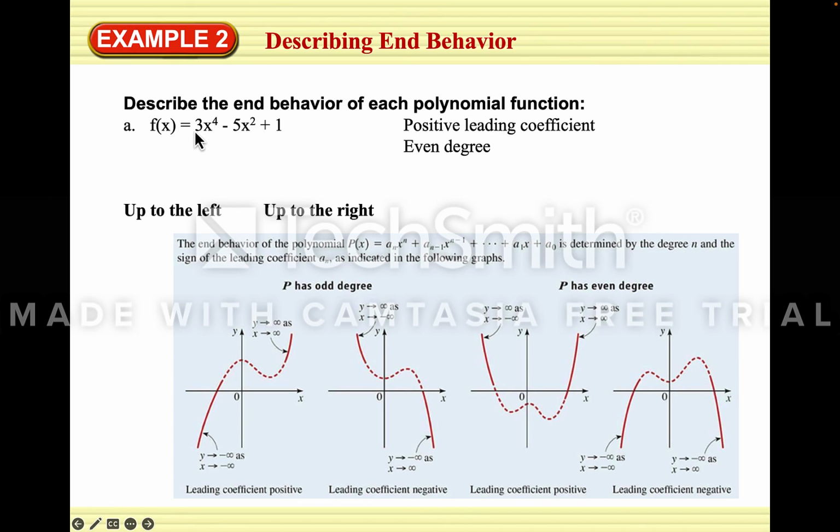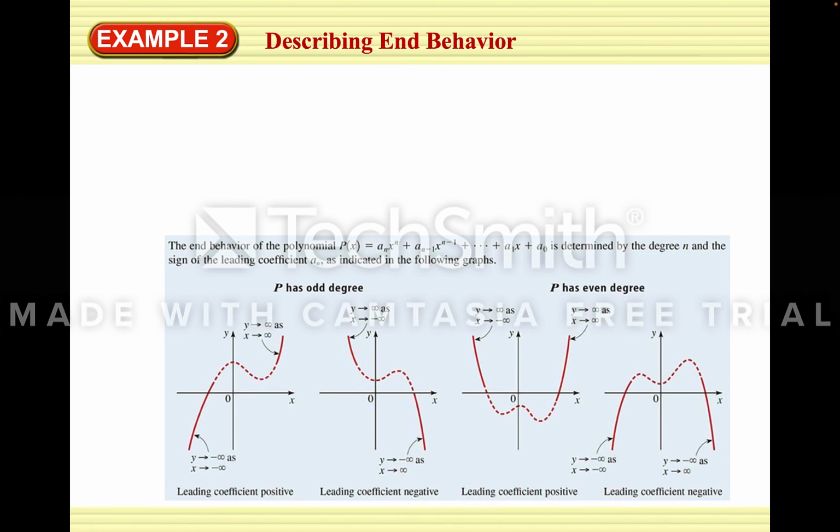And then I have a positive leading coefficient. So I look over here and go, oh, if the leading coefficient is positive, that means I'm going to go up to the left and up to the right for my 2 ends. Easy. Let's look at the next one.